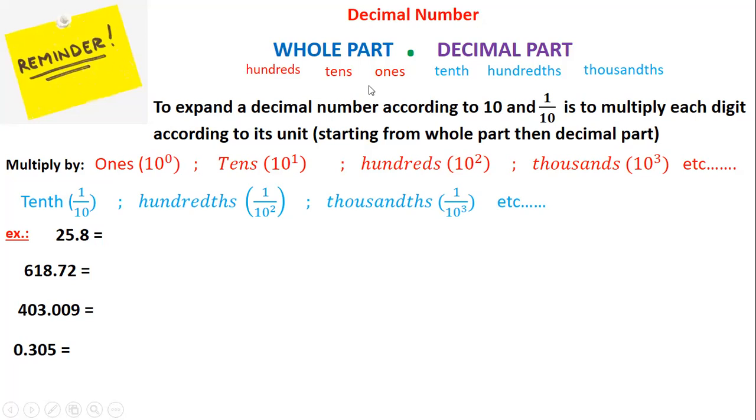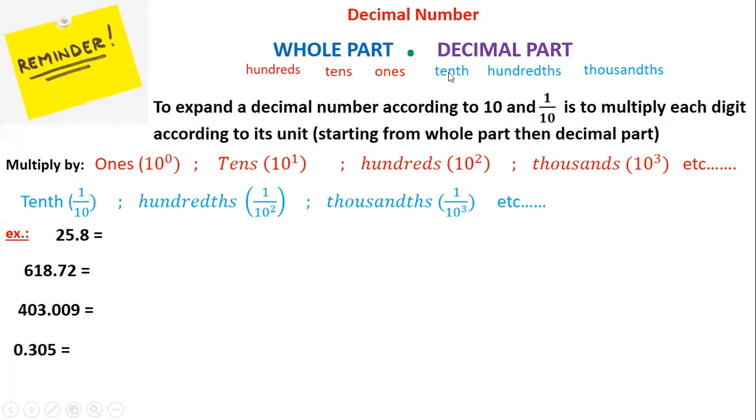So what do we multiply? Always the digit in the ones, I multiply it by 10 to the power 0, because the ones means 1. So how do we express 1 as a power of 10? It is 10 to the power 0. So the digit in the ones, I multiply it by 10 to the power 0. The digit in the tens, I multiply it by 10 to the power 1. The digit in the hundreds, I multiply it by 10 to the power 2.